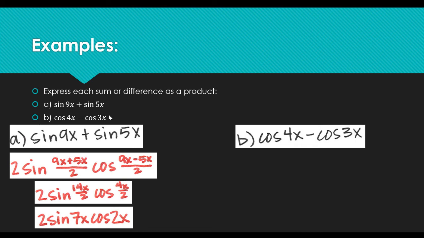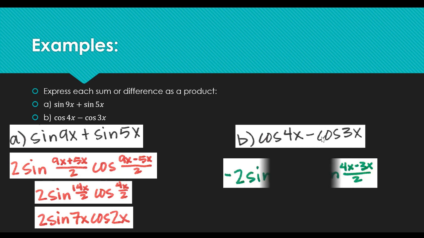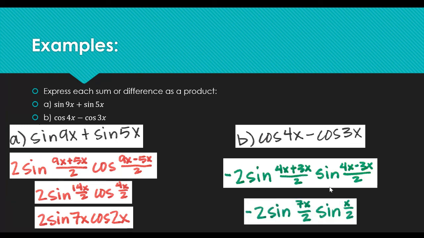One more of these, we have cosine of 4x minus cosine 3x, so that formula is -2 sine of first thing plus second thing over 2, sine of first thing minus second thing over 2. So -2 sine of 4x plus 3x is 7x over 2, sine of 4x minus 3x is 1x over 2, and those don't simplify. That's as good as that gets. So that's kind of how those work.